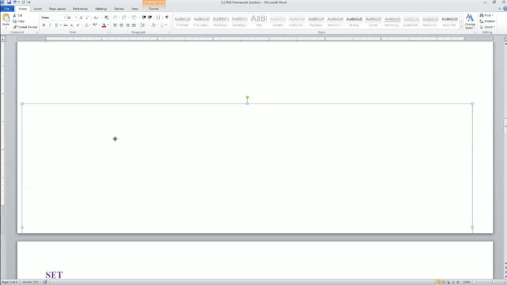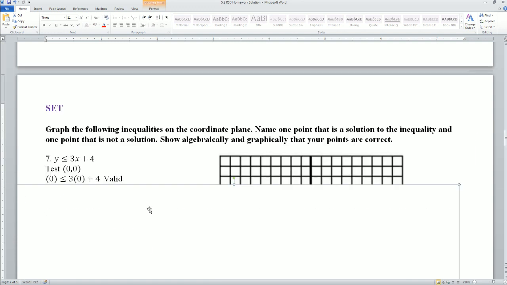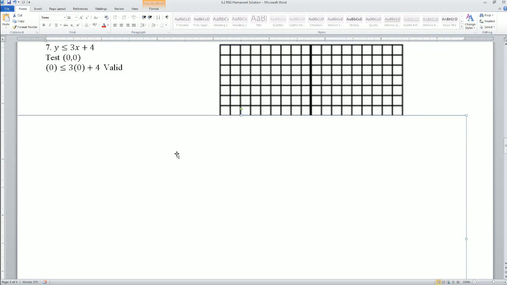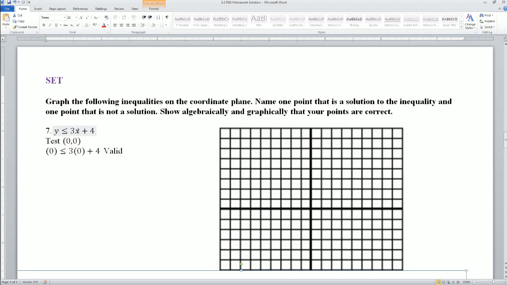Alright, next one. Let's go to the set part. Let's graph the inequalities on the coordinate plane, name a point, and show it. And I'm just going to graph it. So y is less than 3x plus 4. I'm going to test 0, 0. So 0 is less than 3 times 0 plus 4. So 4 is greater than 0. So I say that is valid.